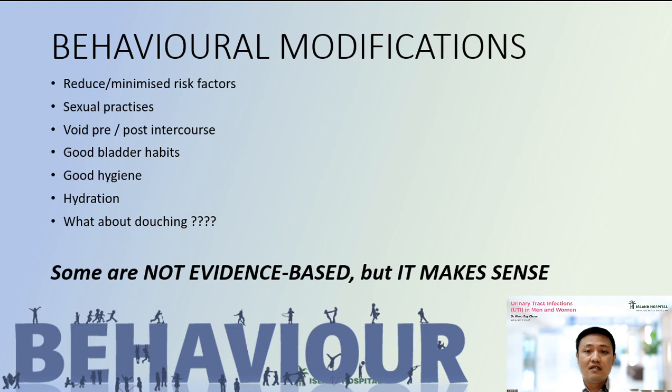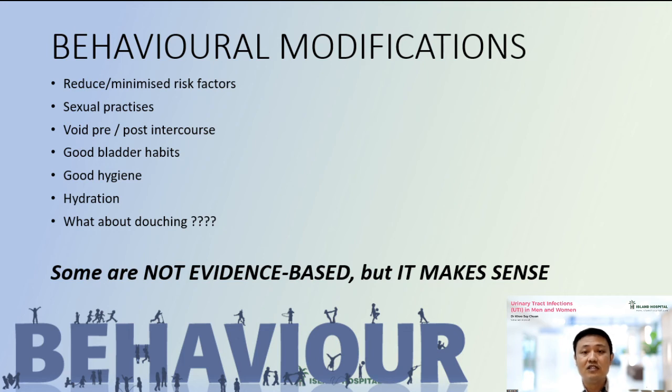Number one, which I favor, is non-antimicrobial behavioral modification. If you know the risk factors, you reduce them, especially sexual practices and the number of sexual partners. Then void, you pee every time before and after intercourse, and keep good bladder habits: try not to hold the urine for too long, practice good hygiene, and also hydration. Drink a lot of water. I'll come to that later.